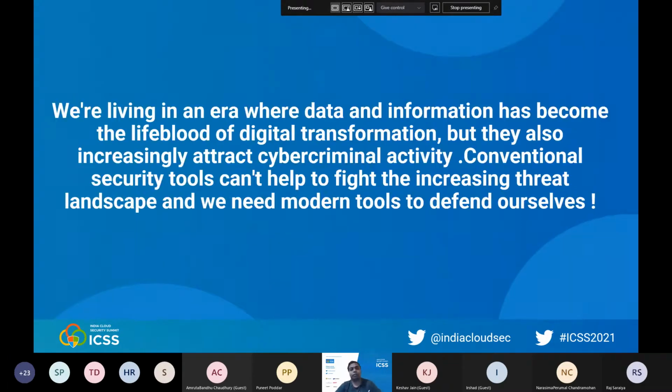So this is the punchline I'd like to start today's session with. We are living in an era where data and information have become the lifeblood of digital transformation, and there is no denying that. But they also increasingly attract cyber criminal activity. Conventional security tools can't fight the increasing threat landscape, and we need modern tools to defend ourselves. That is what the Cloud Security Summit is all about, because today we are gathered here to understand what we have from a cloud security standpoint. What are the different native tools which Microsoft has to offer, and how are they going to help defend against this always-evolving threat landscape?